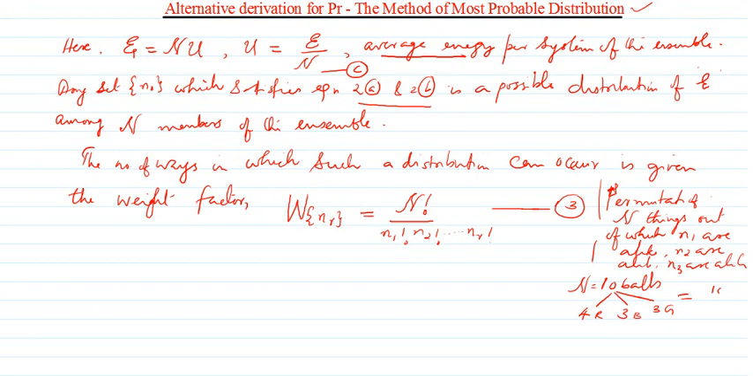The number of permutations will be equal to, it's usually given by 10 factorial divided by 4 factorial into 3 factorial into 3 factorial. So that is the meaning of this particular equation 3.